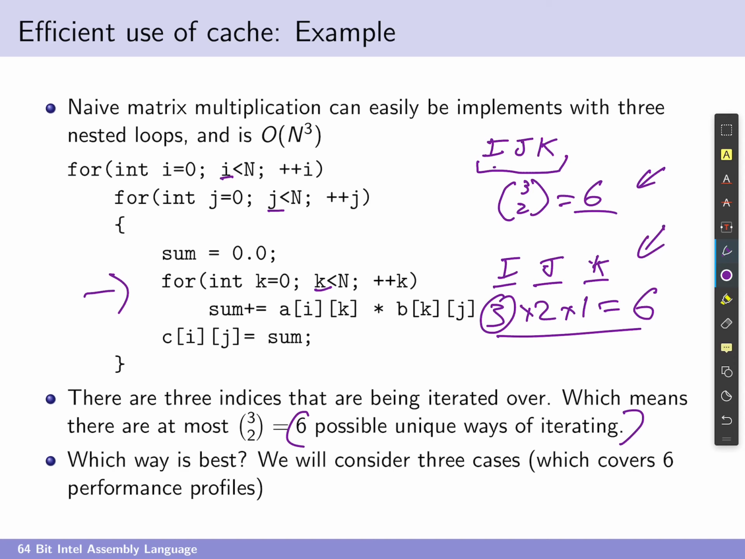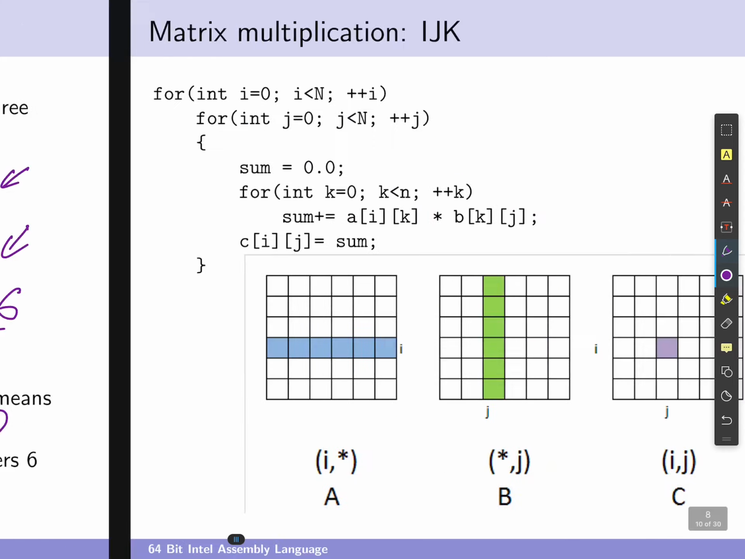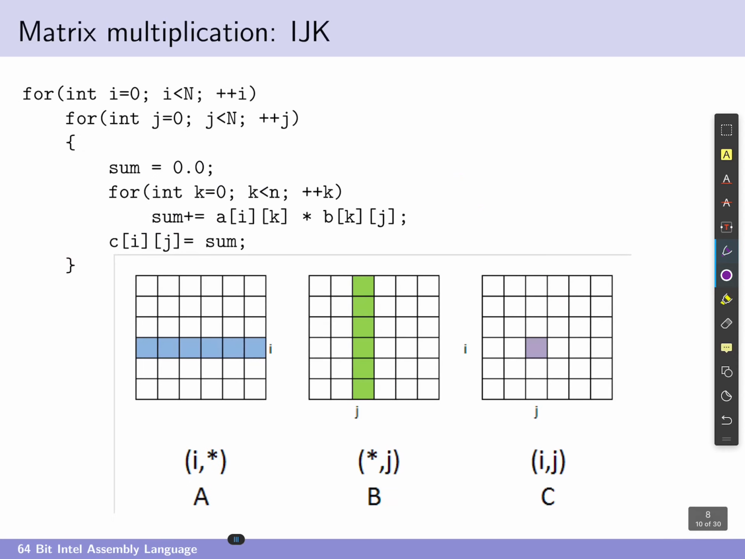In this case, the way we'd be able to assess which one is more or less likely to be fast is based on which one is more cache coherent. And by cache coherent, I mean which one would exploit data locality better. So let's look at our straightforward approach that we already described, where I iterate over i, j, k.